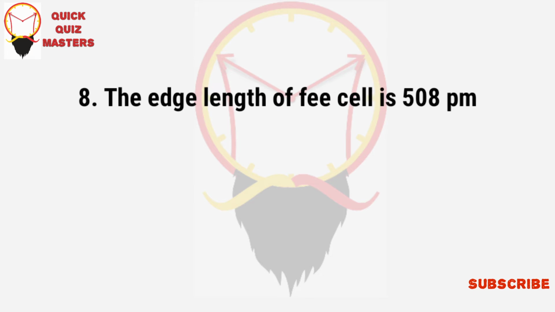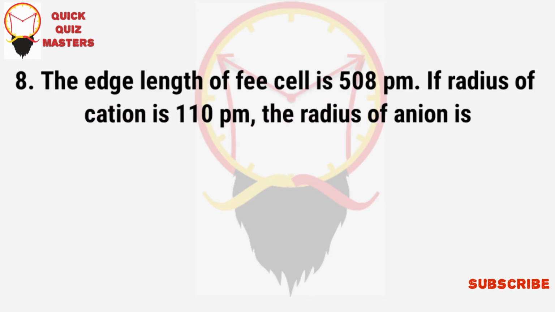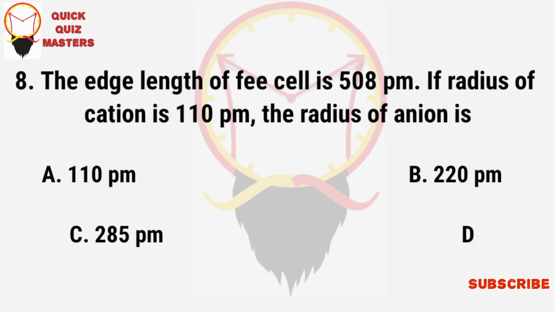The edge length of the unit cell is 508 pm. If radius of cation is 110 pm, the radius of anion is 110 pm, 220 pm, 285 pm, 144 pm.